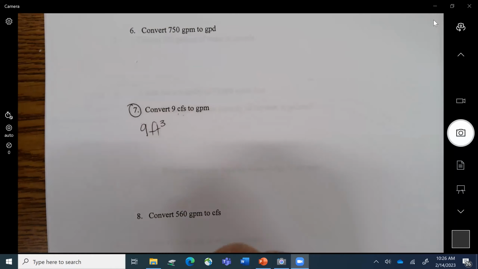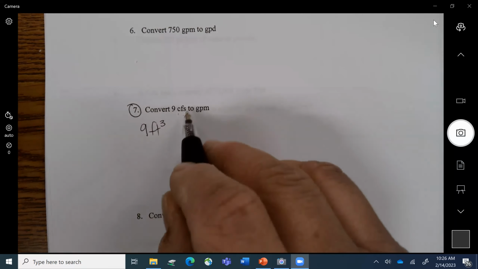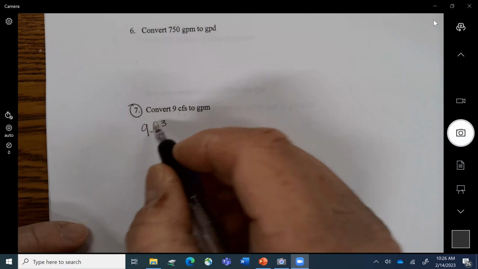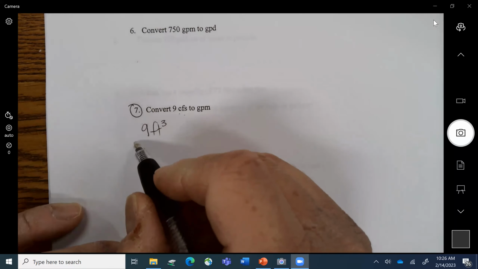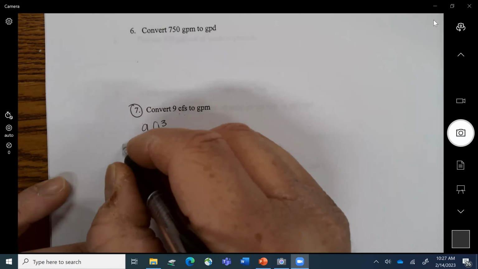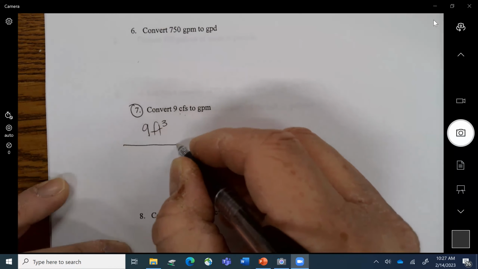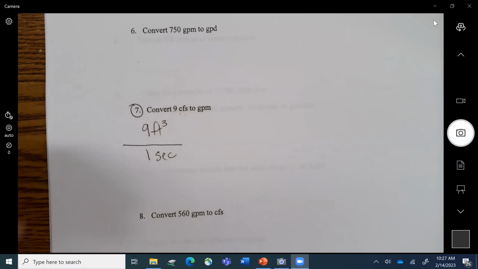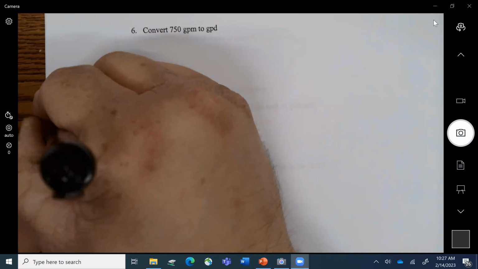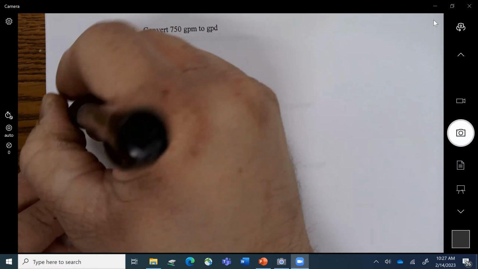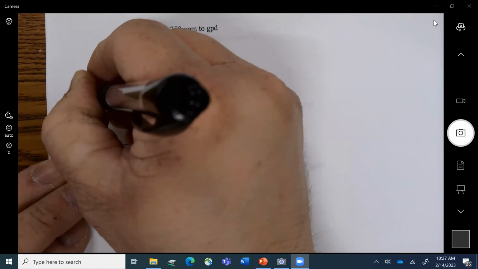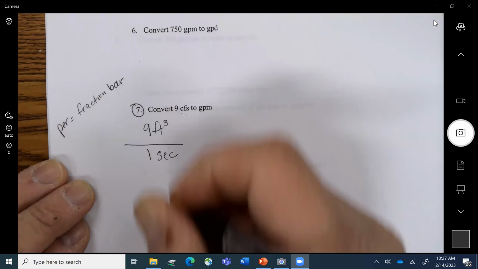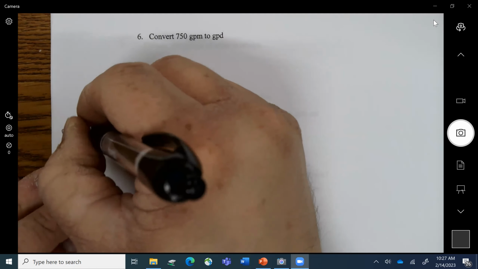per second. I recommend, until you master this, writing down as you go. So I wrote it out, 9 cubic feet, and then I'm going to say the word per, 1 second. Does everyone get what the per is? Per equals the fraction bar. Per equals fraction bar splitting the units.